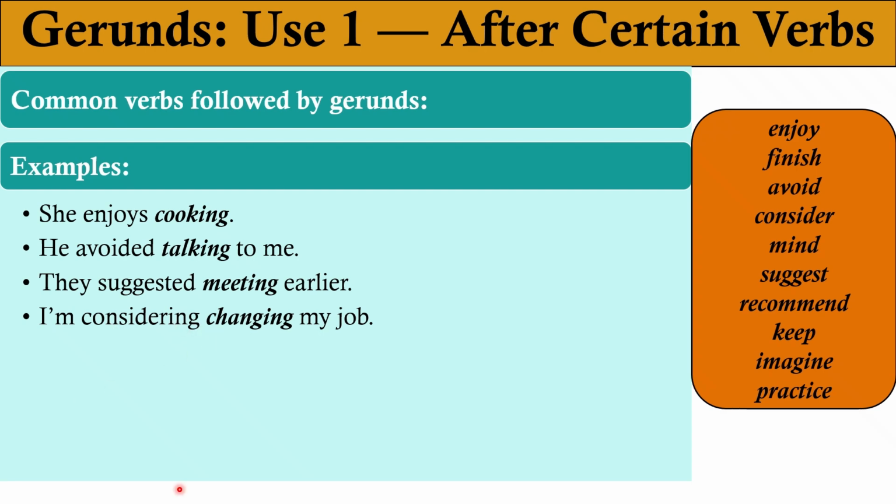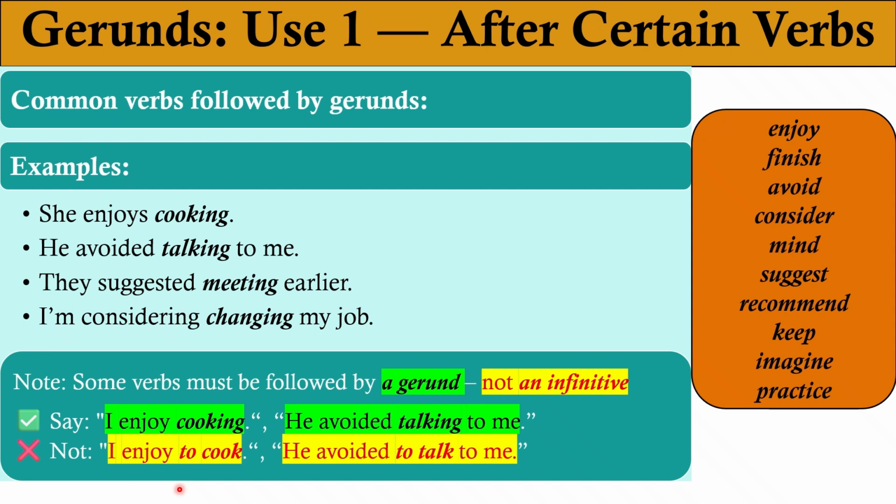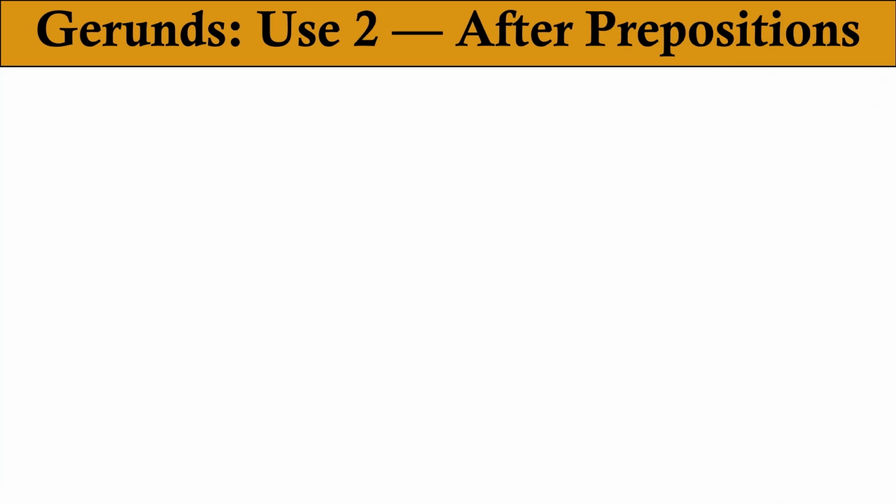It's crucial to remember this rule. With these specific verbs, we cannot use the infinitive. So we say, enjoy cooking, not enjoy to cook. And avoid talking, not avoid to talk. This is a very common pattern in daily conversation, so getting it right will make your English sound much more natural. Another absolutely essential use of gerunds is after prepositions.